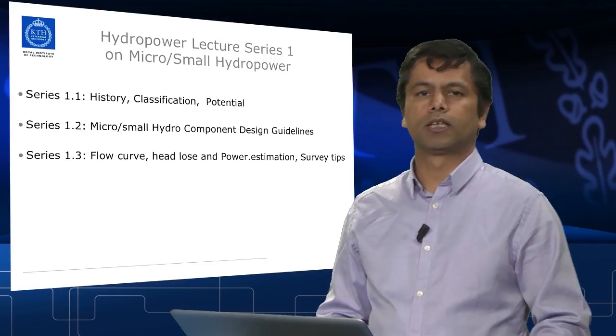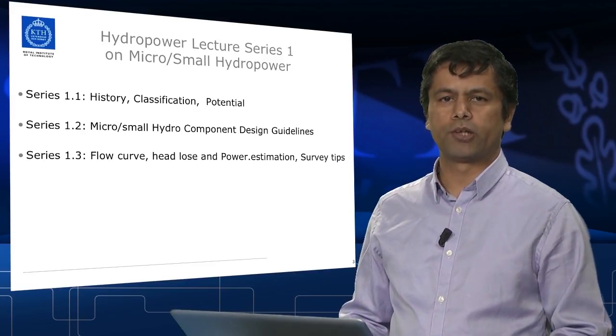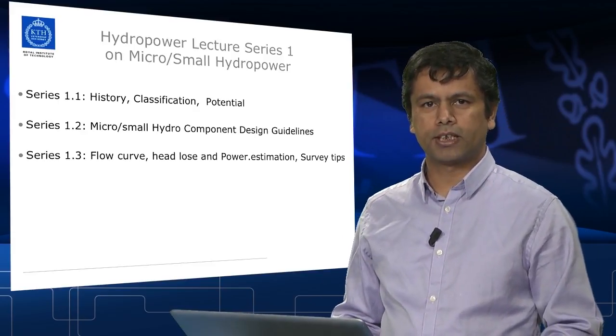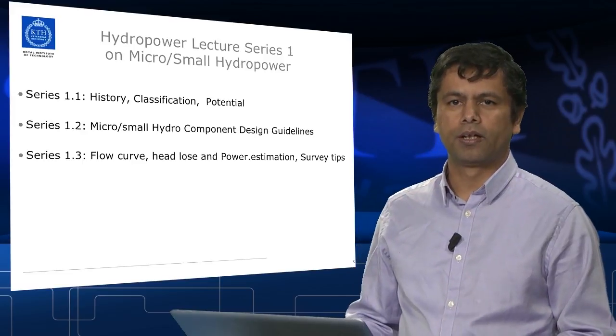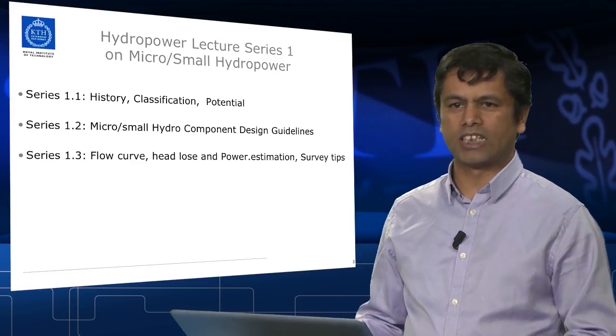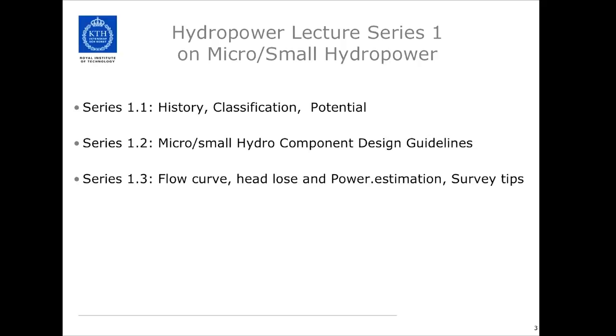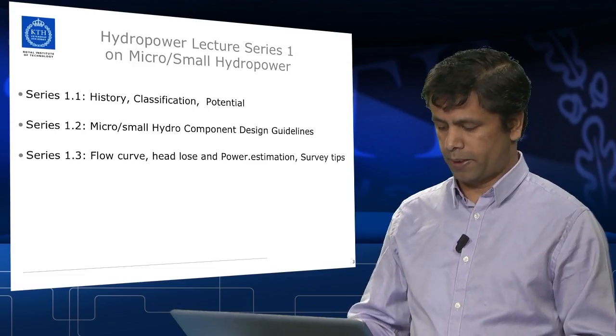The first series on micro and small hydropower will be divided into three subsections. The first section will talk more on history, the classifications and the potential of hydropower. The second series will be on the micro hydro component design and guidelines, and the third series will be on flow curve, head loss, and the power estimations, and also there will be some tips on survey.